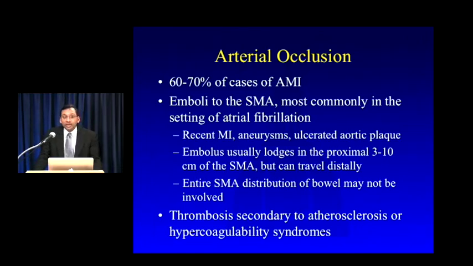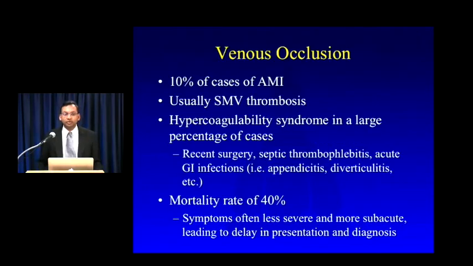If you end up with a big embolus in the proximal SMA, of course your entire SMA territory will be involved. But if you end up with a smaller embolus, it is not that uncommon for just a short segment of small bowel or a small portion of the SMA distribution to be involved. Now, even though this is typically embolic, it is possible for it to be thrombotic as well, and these are patients typically with advanced atherosclerosis or an underlying hypercoagulability syndrome.